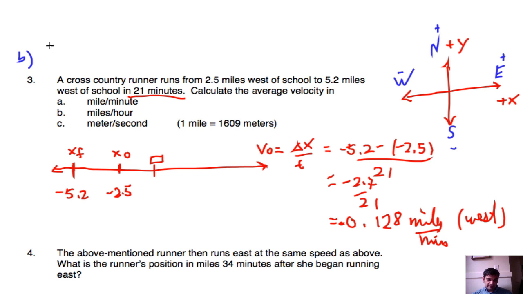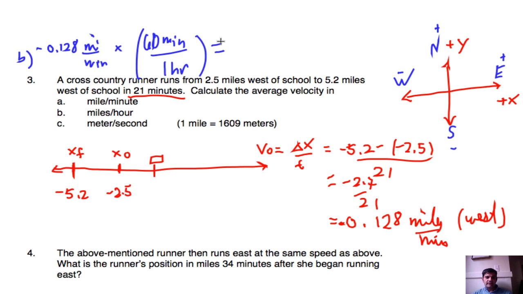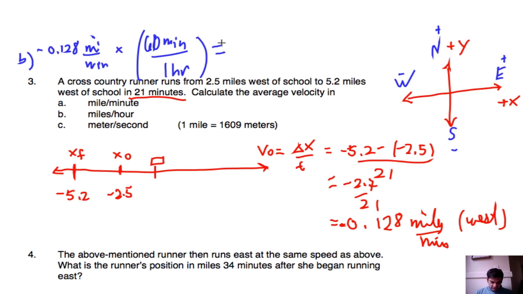So that's going to be 0.128 with a negative sign because we're running west, miles per minute, times, again, 60 minutes in 1 hour. And so how many miles per hour is that when we do the math? We're going to end up getting 7.68 miles an hour.